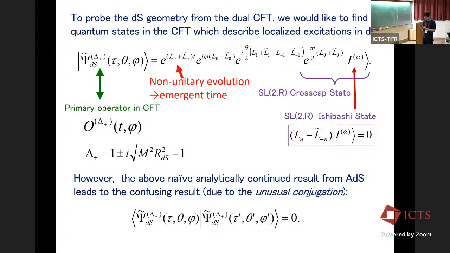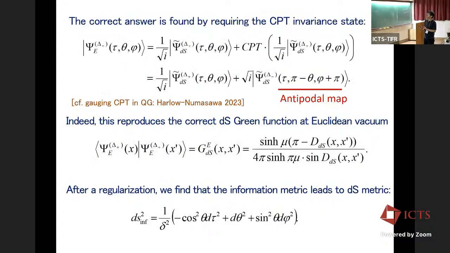After some consideration, we find that the correct answer is likely given by this. Actually, we have to respect some CPT invariance. There is an example work by Harlow and Numasawa, which claims that all global symmetry in quantum gravity should be gauged, and especially even CPT symmetry should be gauged. In compact space, obviously, it should be gauged, and we respect that kind of property here.